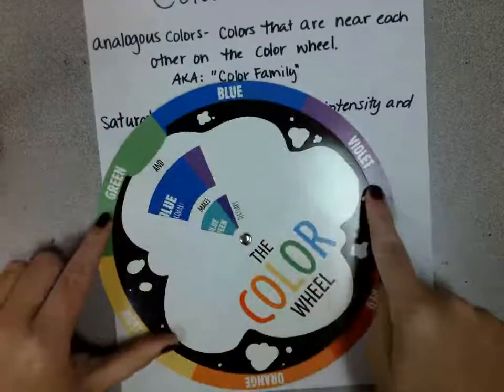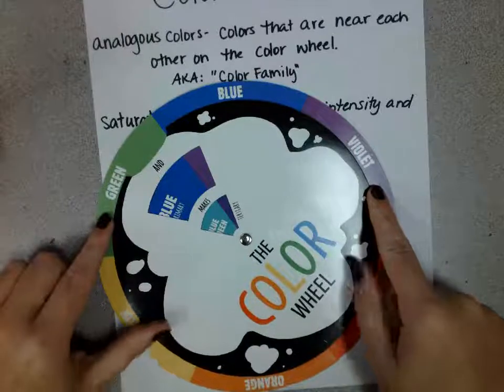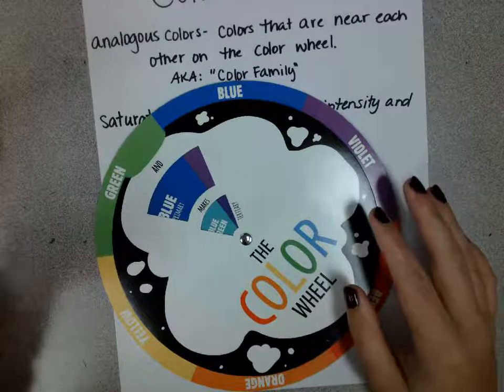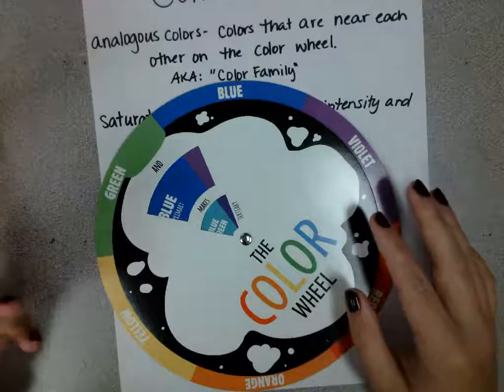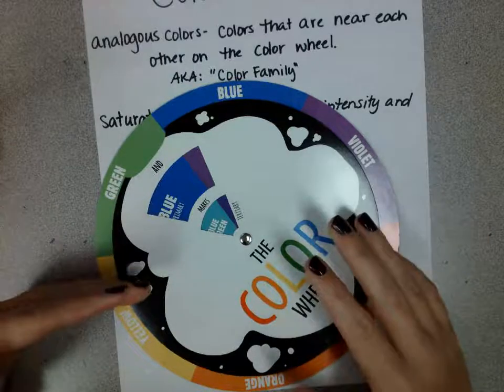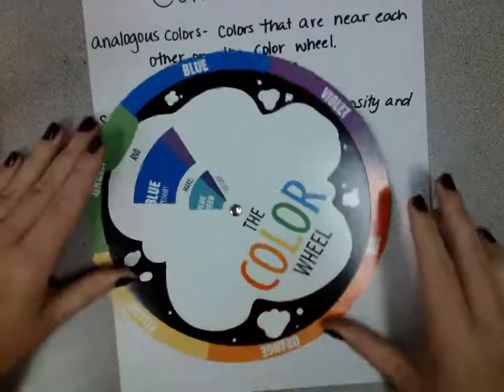Okay, so green, blue, and purple could be a color family. Okay, if you were using the tertiary colors, right, so that might be like yellow-orange or red-orange. You could have yellow-orange, red-orange, and regular orange, and that would be a color family. It would just be closer on the color wheel.